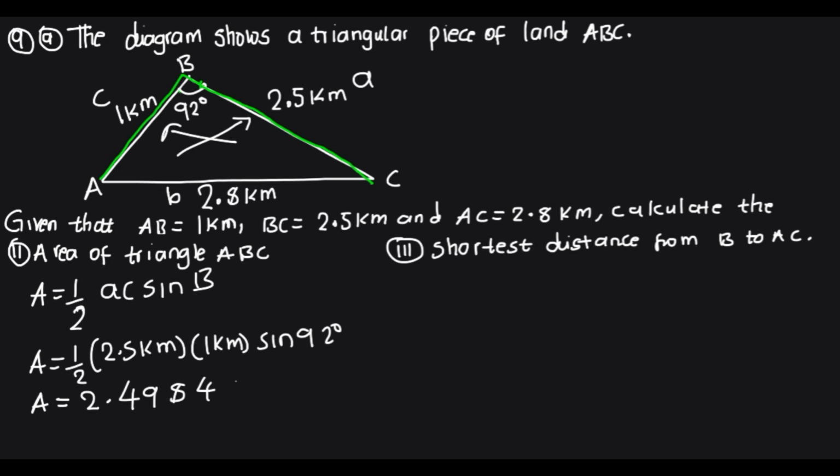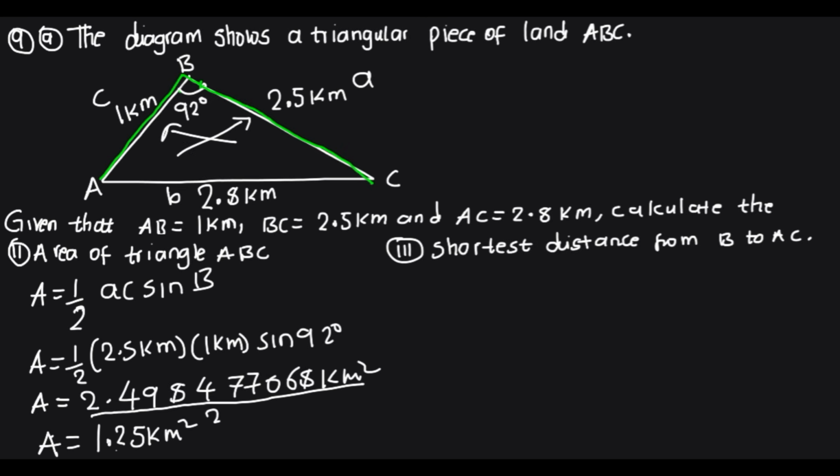You can just say 2.4977068 kilometers squared, then over 2. So our final answer will give us, if you divide by 2, I'm getting 1.24. If I round off, 1.25 kilometers squared. So this is our area. Then from there we can move on to shortest distance.